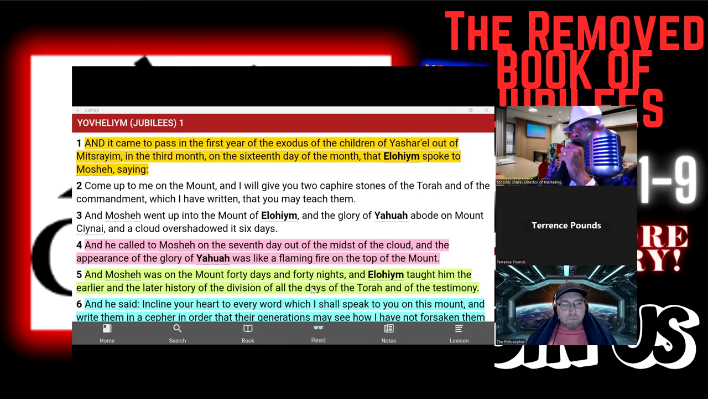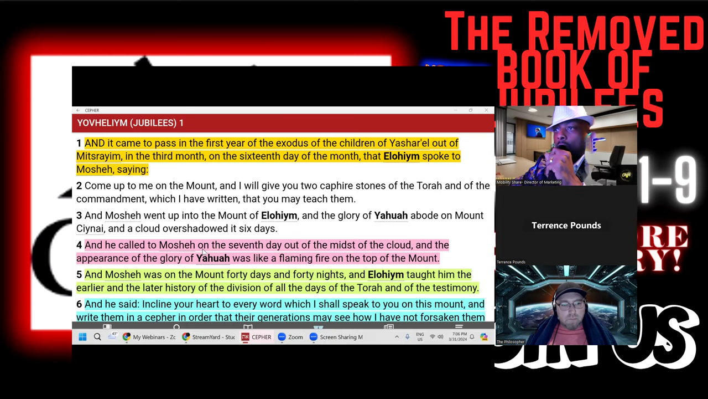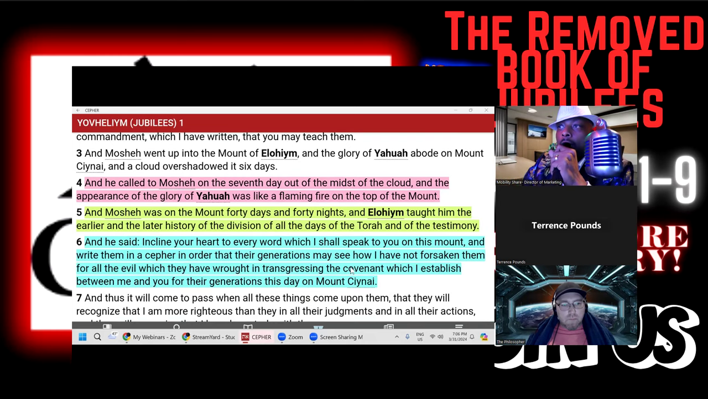And he called to Moses on the seventh day out of the midst of the cloud. And the appearance of the glory of Yahuwah was like a flaming fire on the top of the mountain. And Moses was on the mountain forty days and forty nights, and he taught him the history of the division of the Torah.